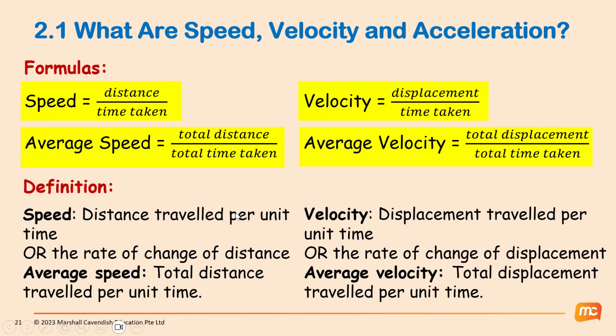Okay, so I already say per unit is the same meaning as divide. So you can define speed as distance traveled per unit time, or you can say it as the rate of change of distance. Average speed, total distance traveled per unit time. For velocity is the displacement traveled per unit time or the rate of change of displacement. And then the average velocity will be total displacement per unit time.